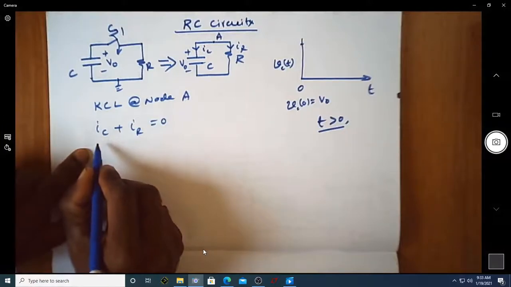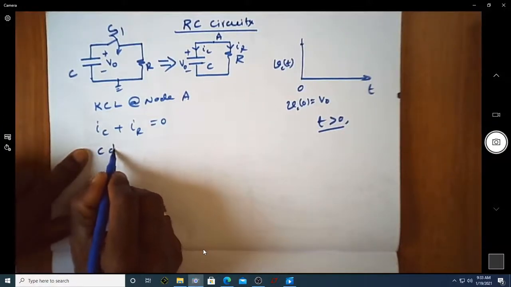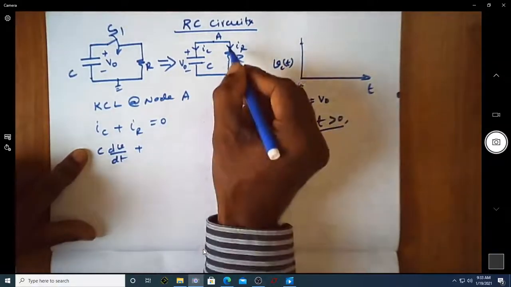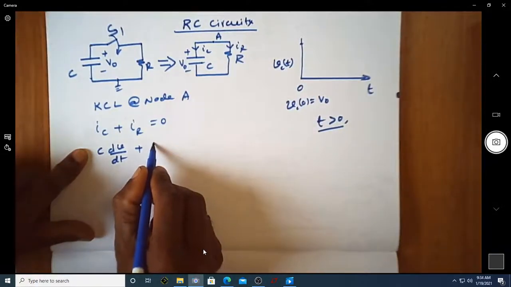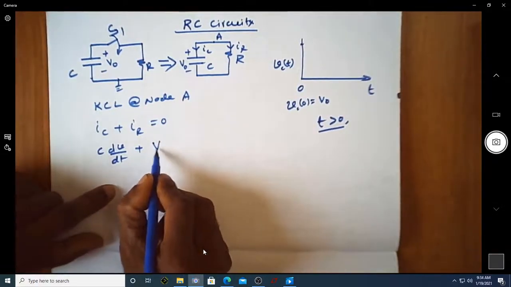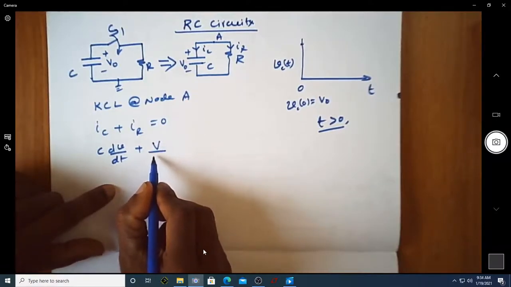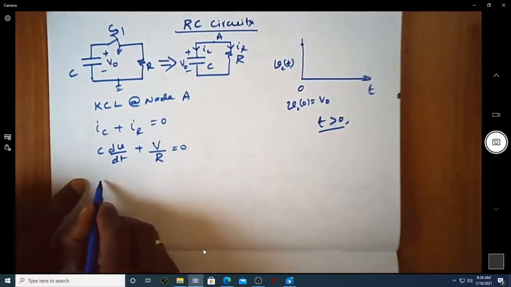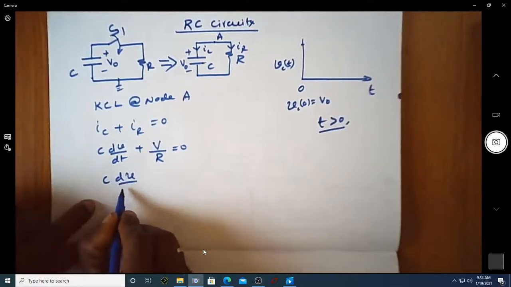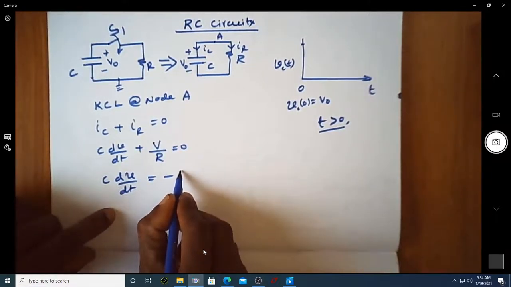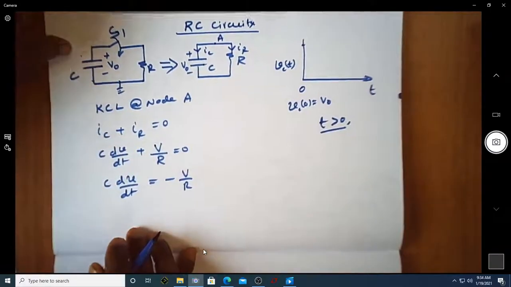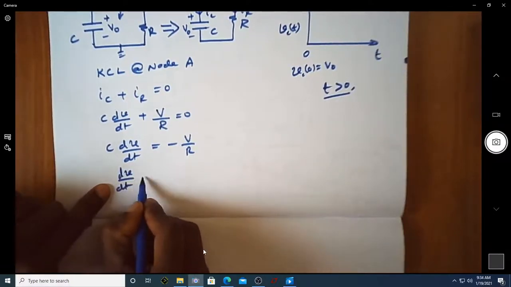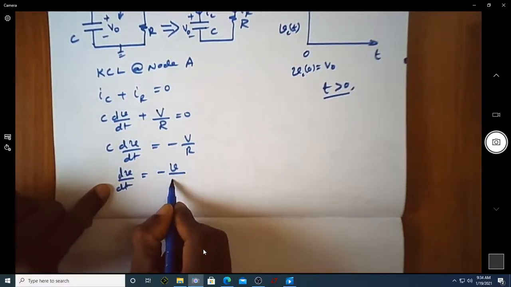If you consider what IC is, it is C into dV by dt, plus the current flowing through the resistor, which is the voltage across the capacitor divided by the resistance R, equal to 0. So you can rewrite this as dV by dt is equal to minus V by R. Let me slightly rearrange the equation, and write it as dV by dt is equal to minus V by RC.